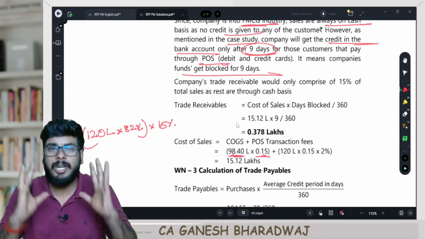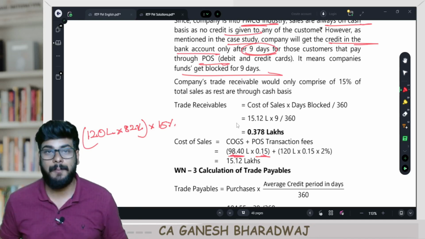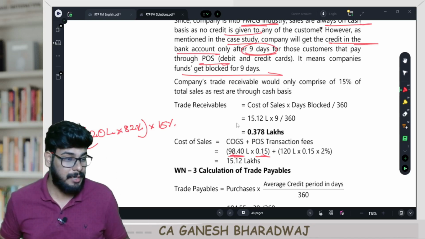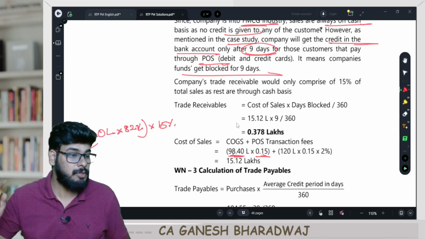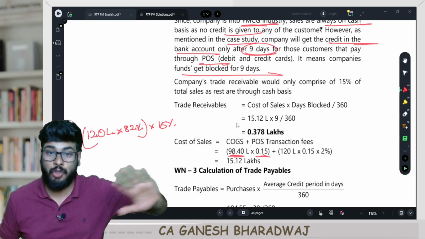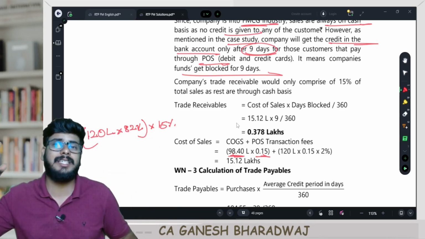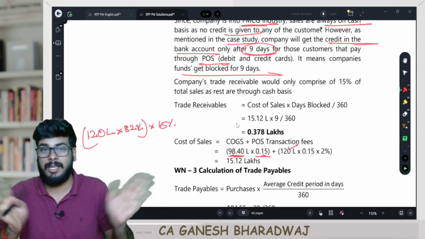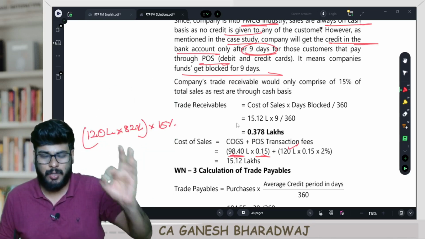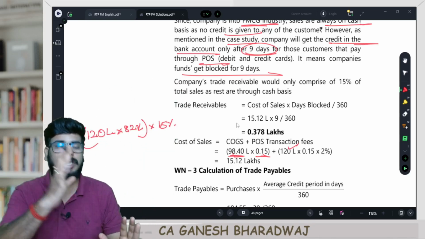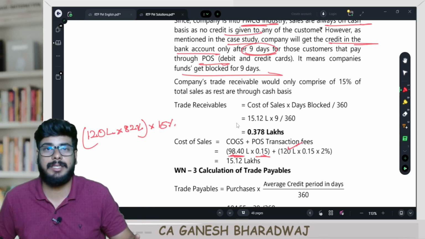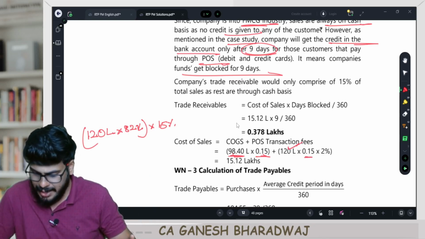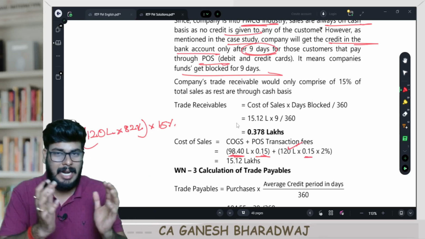Now, is that the only component that gets blocked? No. Now, read the question. They have said the POS system comes with a fee of 2% on total sales. So, how much are these POS guys charging me on the sale value of 120 lakhs? Here, not the cost of sales. Whatever is the swipe amount, you tell me what is the amount that they are going to deduct on this 120 lakhs, right? Only 15% of the overall customers are availing this facility.